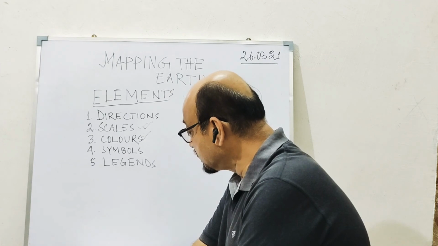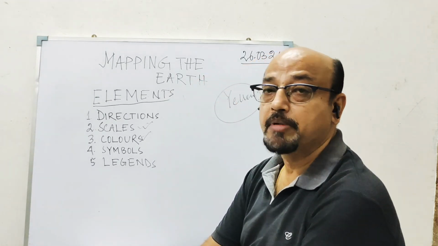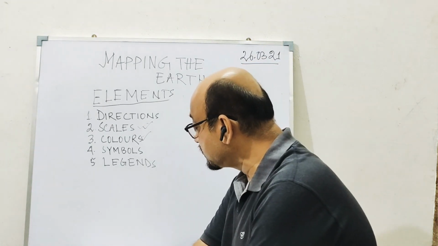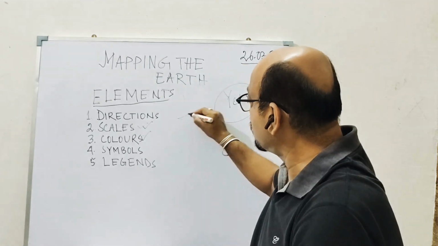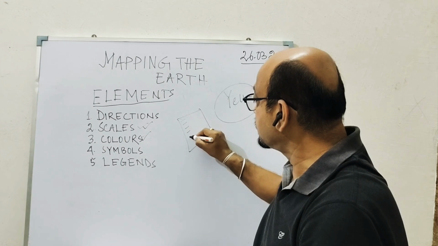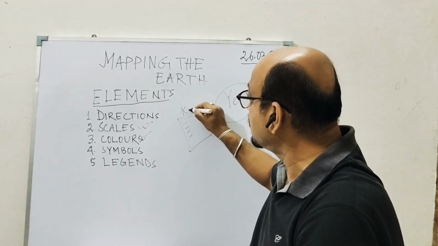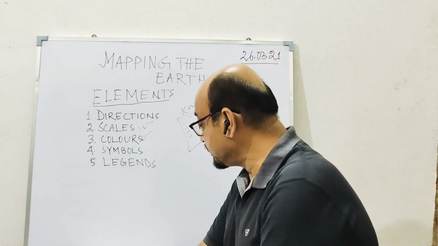And the last is the legend. Legend is the key of a map, which explains what each symbol and sign used in the map means. So legend means a box is given. In this box, all the signs and symbols and their meanings are given. So this box is known as the key or the legend.